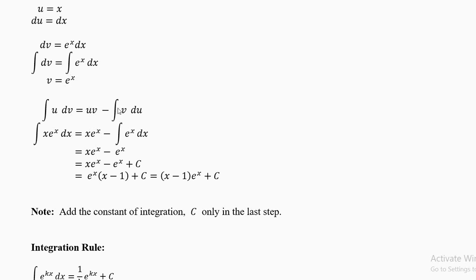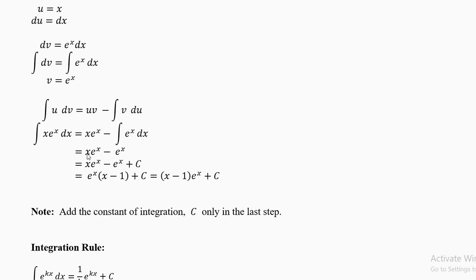Now focus on the second part. Minus integral v du. Minus how much is v? E power x. How much is du? Du equal to dx. In this case, in other times, it will have a structure. Now minus integral e power x dx. This integration we can do from that one page of 13 formulae. Integration of e power x is e power x.